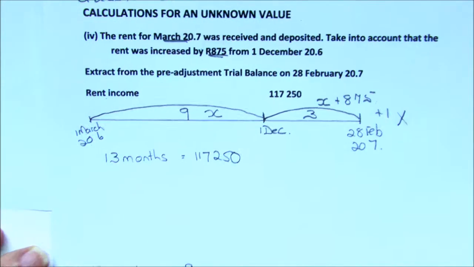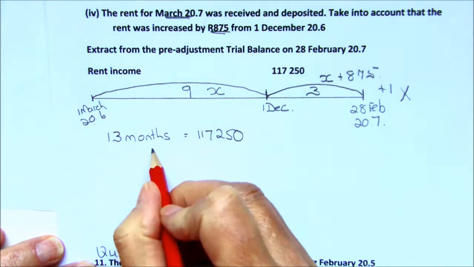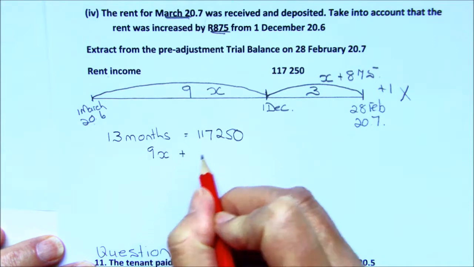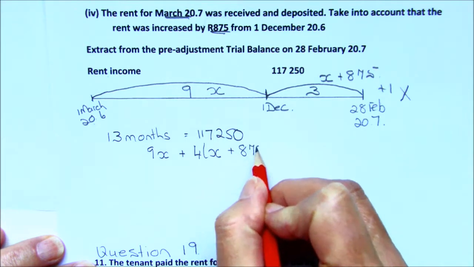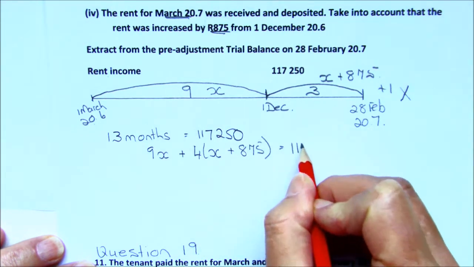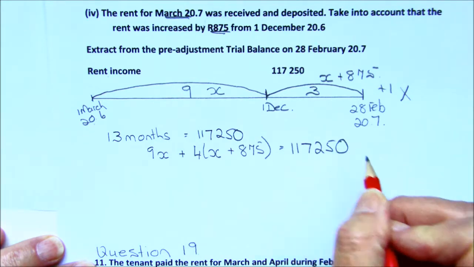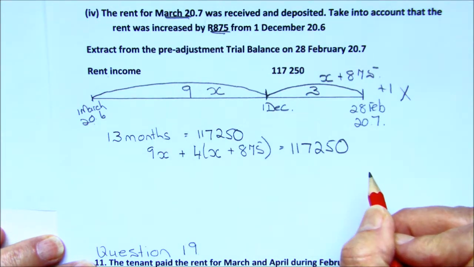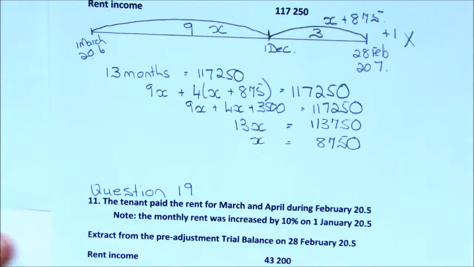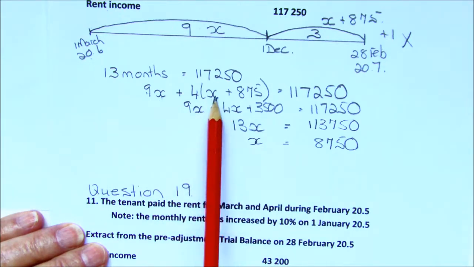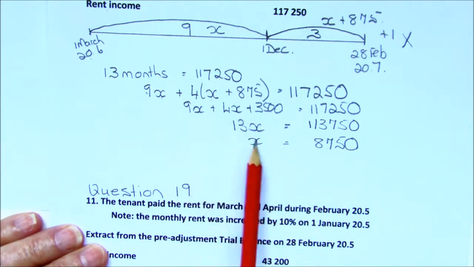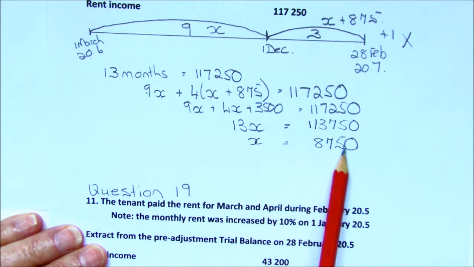So now we need to make a math sum out of that in order to solve for this. So you've got 9x plus 4x plus 875. Remember, there are 13 months in this, is equal to 117,250. And now, using your math skills, you have to solve for x. So I'm sure you're all familiar with this. For 9 months, the rent was x. For 4 months, it was x plus 875, so I've done a math sum and I've solved for x, and I've got x equal to 8750. Freeze the frame now if you're not sure about this calculation and just go through the math sum.